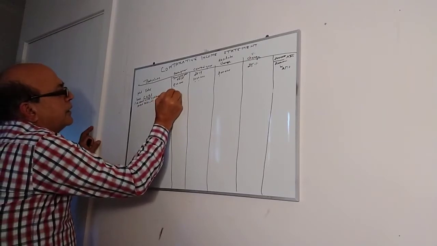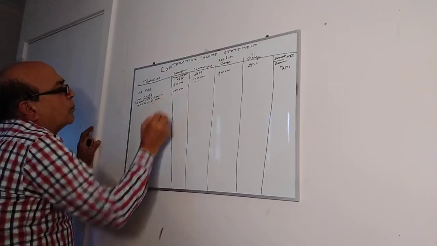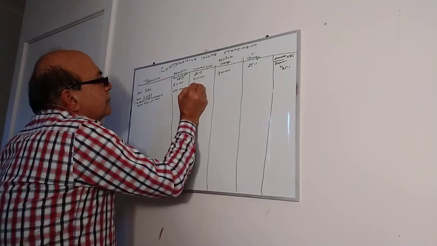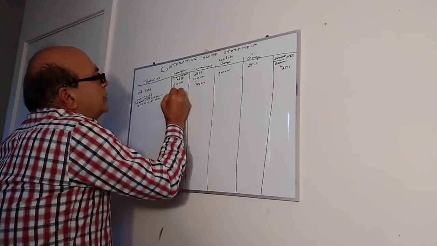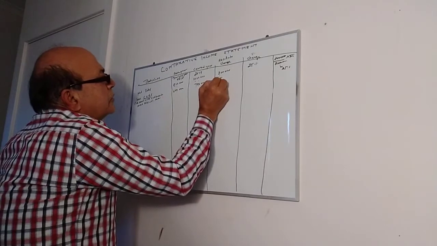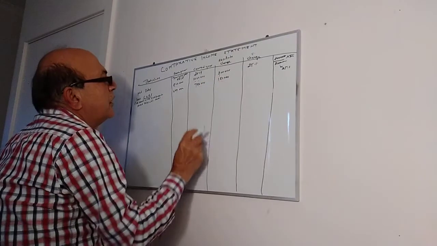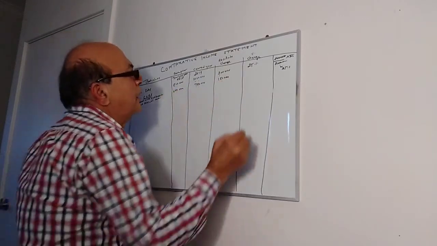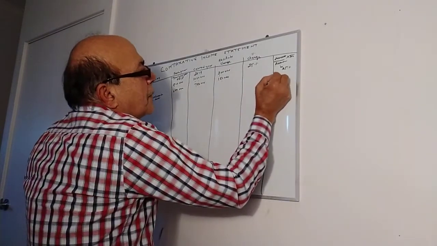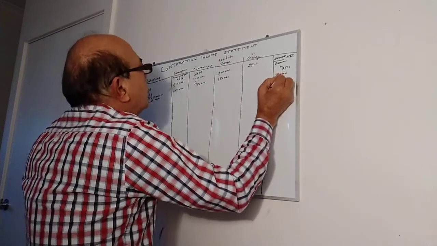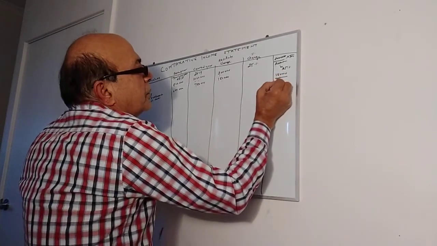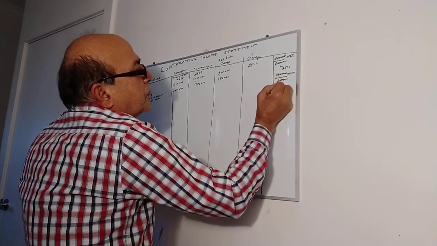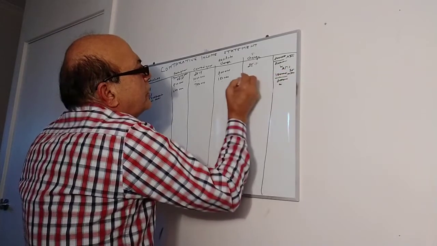Suppose it is 6 lakh here, and here it is 7,50,000. How much is the change? 1,50,000. How do we calculate the percentage? This upon this into 100. So 1,50,000 upon 6 lakh into 100. This is also coming 25%.